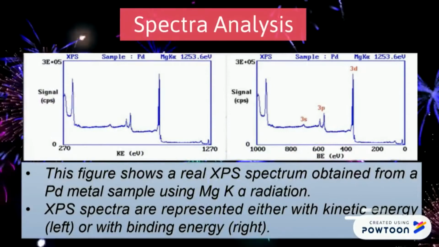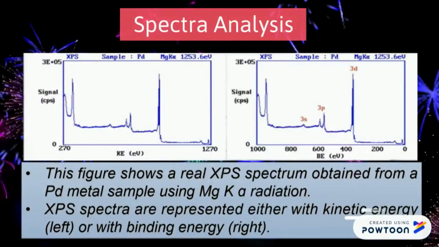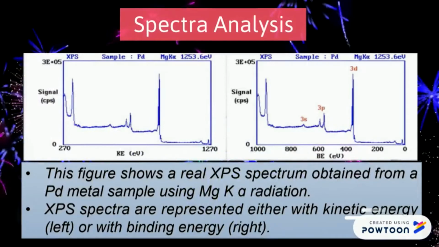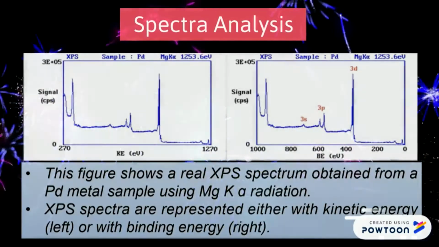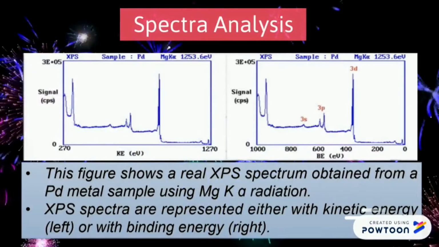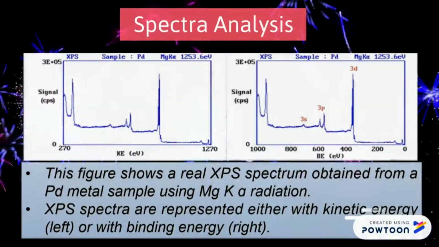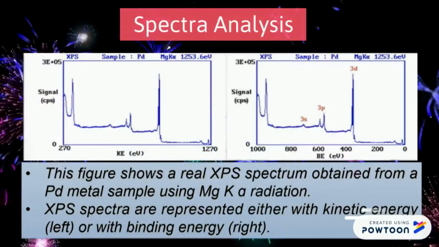So the more you approach the nucleus, or the origin, the higher the binding energy is going to be. At the right side, which is the binding energy figure, the emission from the 3d levels gives the most intense peak, and it is at a binding energy of around 330 electron volts. In addition, the 3p and 3s levels have peaks at around 550 electron volts and 670 electron volts respectively. The height of the peaks is an indication of how many electrons there are in that energy level.